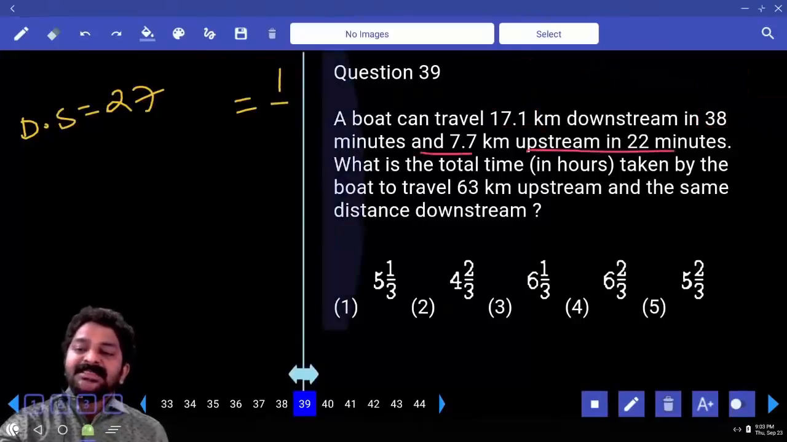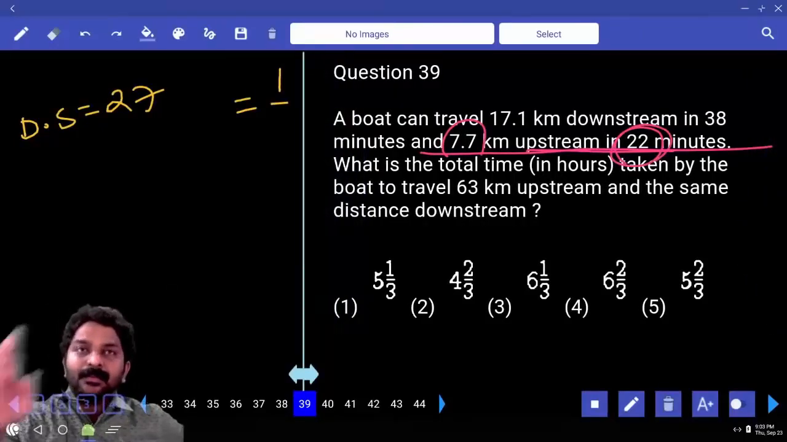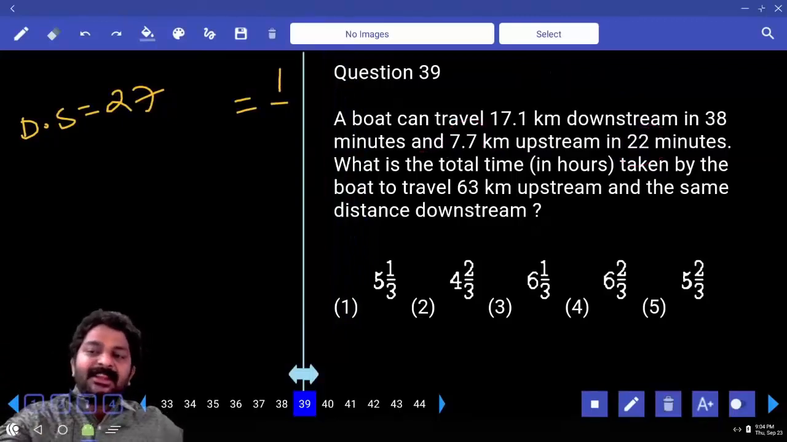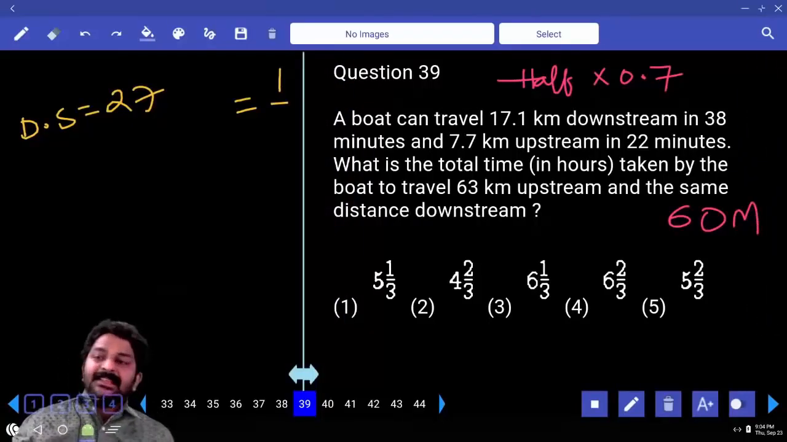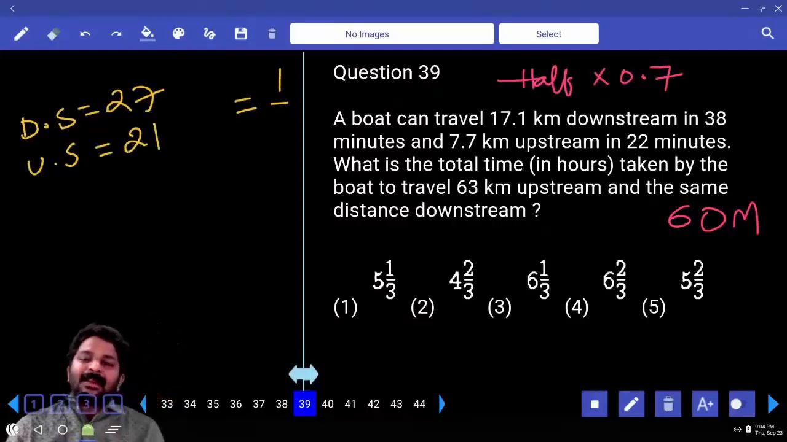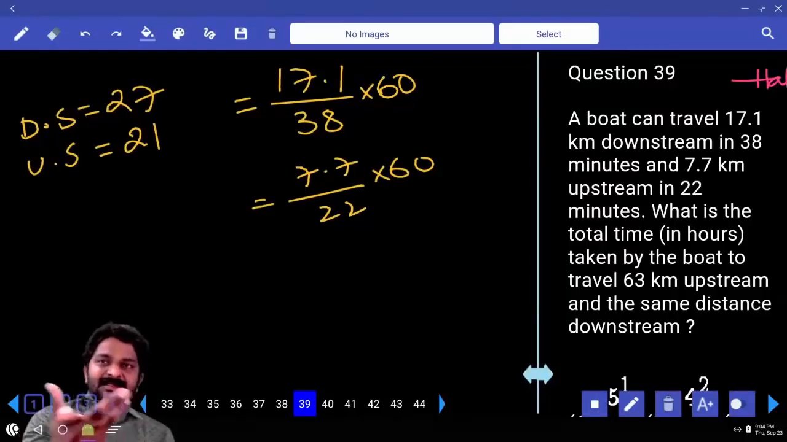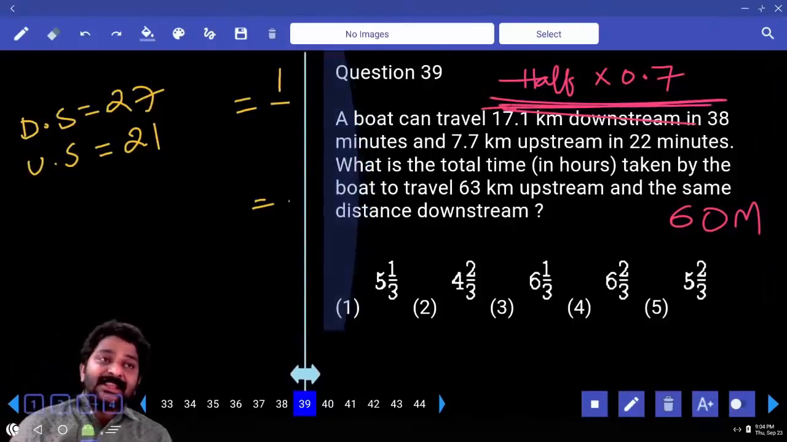Next. 7.7 kilometers upstream in 22 minutes. You need to get 7.7 using 22. What is half of 22? 11. 11 into 0.7 will give you 7.7. So what did we do here? Half multiplied by 0.7. Now we have to calculate it for 60 minutes. What is half of 60? 30 into 0.7. The point and the 0 in 30 get cancelled. So 3 into 7. Upstream speed is equal to 21 km per hour. Otherwise, you have to use the formula: 7.7 divided by 22 into 60. Instead of this, calculate it for 60 minutes. That is simple. So how fast your mind identifies this relation is important here.